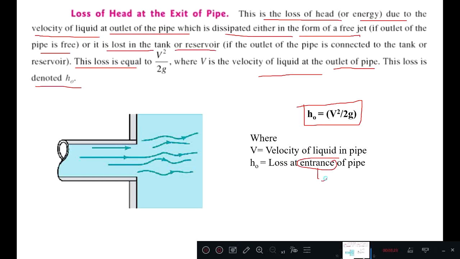Again, V is the velocity of the liquid in the pipe, and it is the loss at the exit of the pipe, not the entrance. Some mistake here, it is the exit of the pipe, which means the water is exiting from this pipe into the tank, or into the atmosphere. In that case there is a loss, and that loss is represented by V square by 2G. So this is another type of minor loss, and many a times the liquid may exit from the pipe to the tank, or from the pipe to the atmosphere. In that case the loss is represented as HO is equal to V square by 2G.